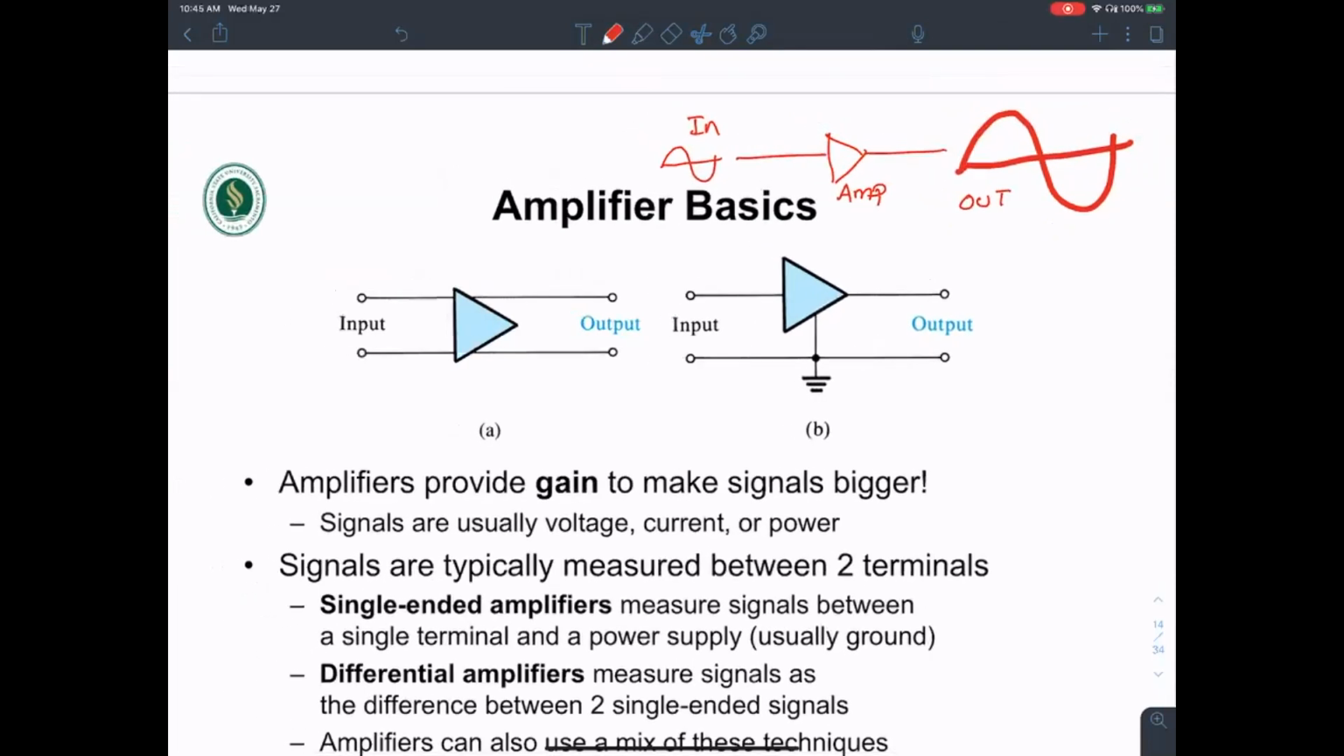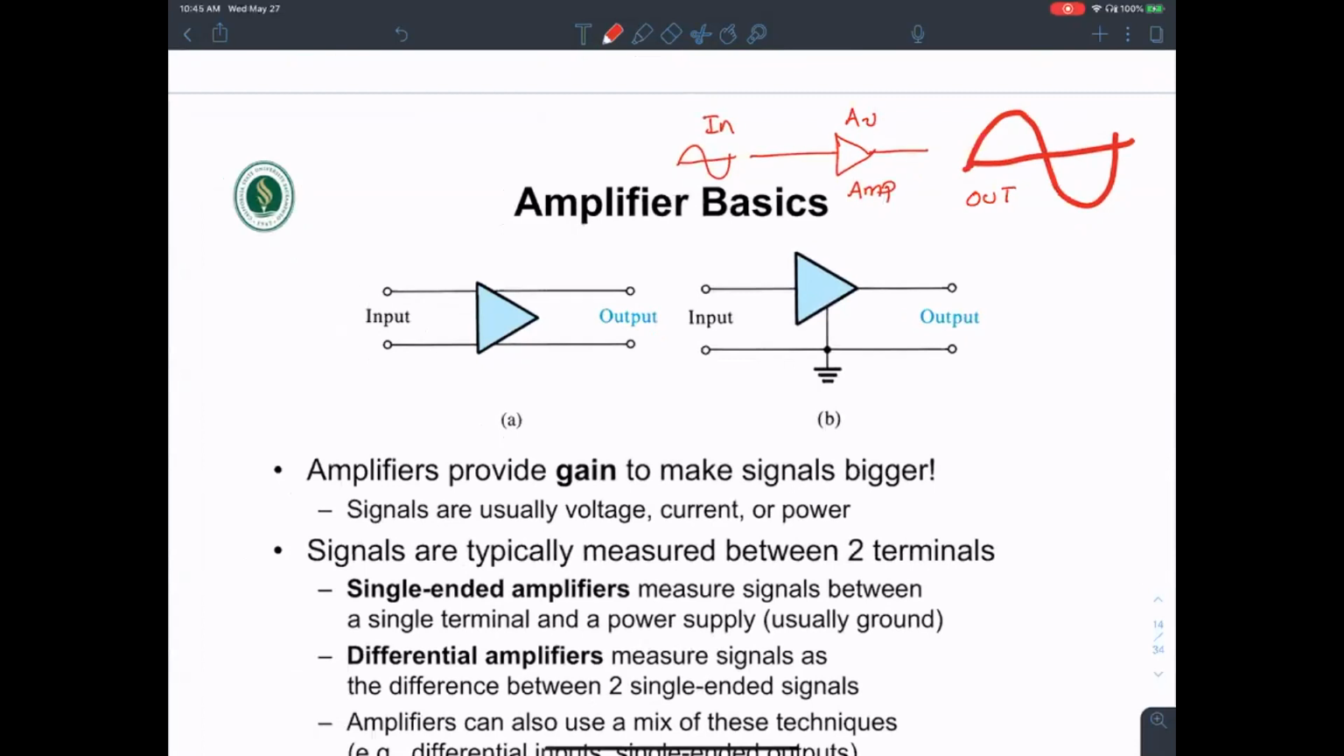Okay, amplifiers provide what is known as gain to make signals bigger. So a fundamental characteristic of the amplifier is gain. Signals are typically measured between two terminals. Notice there are two versions of amplifiers shown here. The one on the left is called a differential amplifier, where the inputs are measured as the voltage difference between two input terminals, and the outputs are also measured as the difference between two output terminals. They sense the difference between two terminals on the input, and the output is also measured as a difference between two output terminals. The other one is called single-ended.